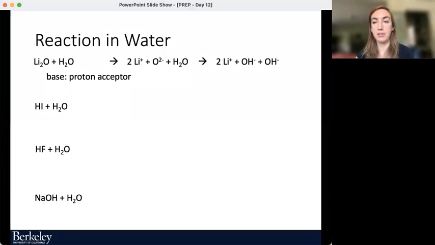Questions on what happened here? So a base is a proton acceptor, and so my Li2O has taken a hydrogen or a proton from my water. I'm going to have you do the other ones as practice in groups. And just a hint: an acid is a proton donor, so it's going to give up its proton to the water. Does anyone have questions on this before I send you into groups?